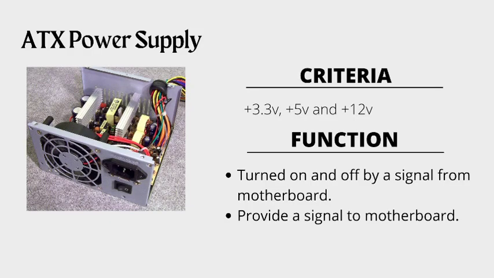For the first one is ATX power supply, and the criteria for ATX power supply is positive 3.3 volt, positive 5 volt and positive 12 volt. And its function is to turn on and off by a signal from the motherboard and provide a signal to the motherboard.